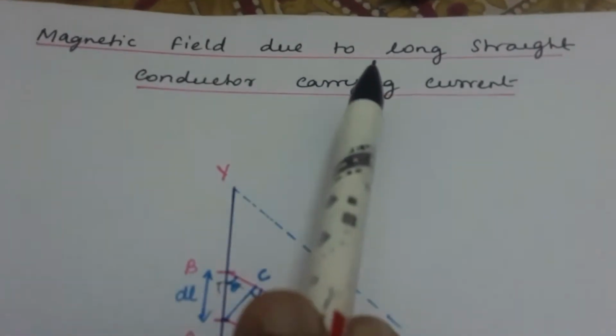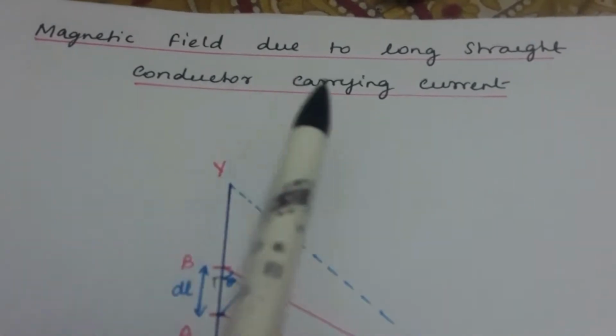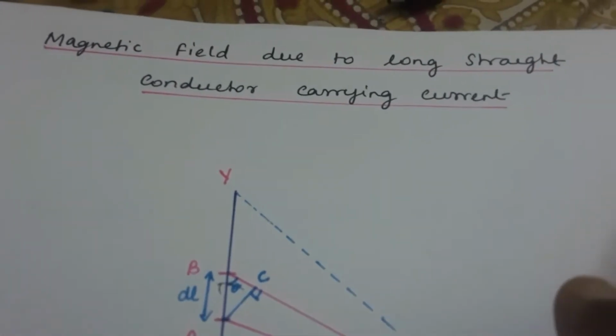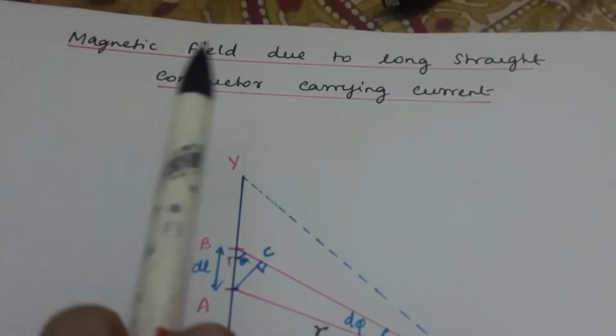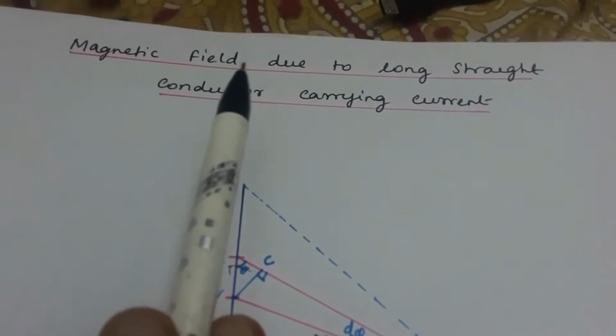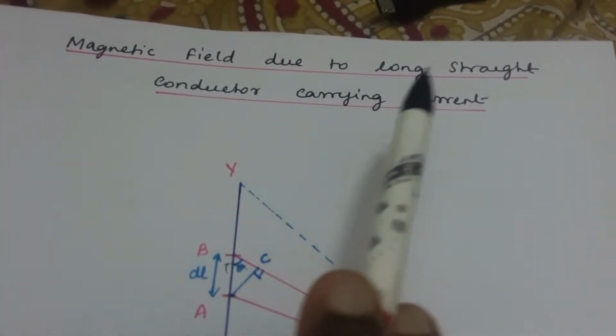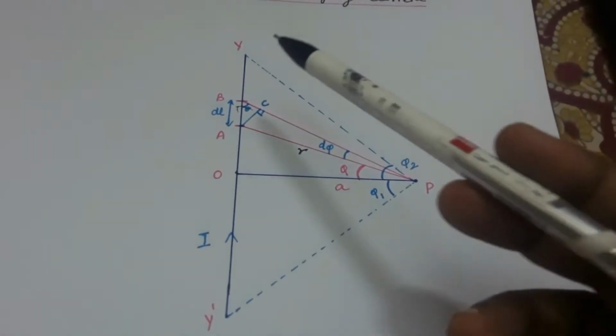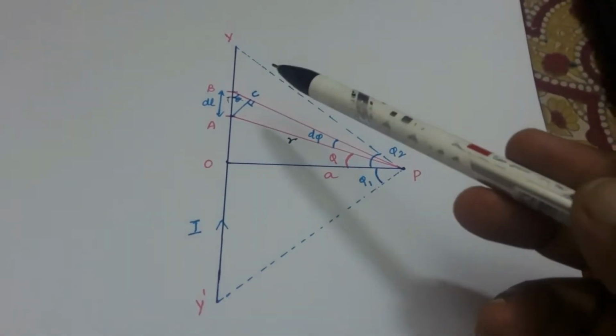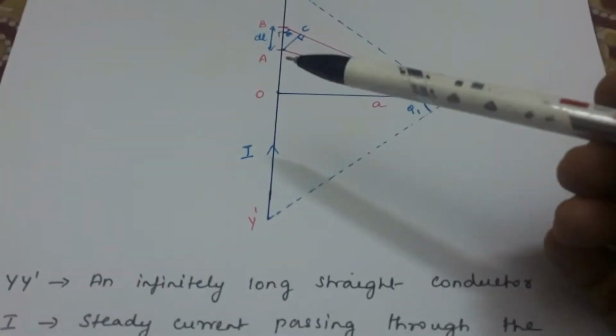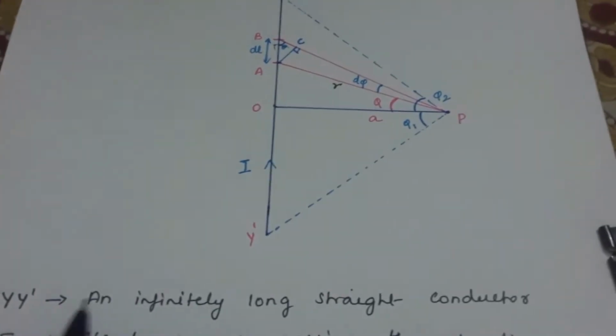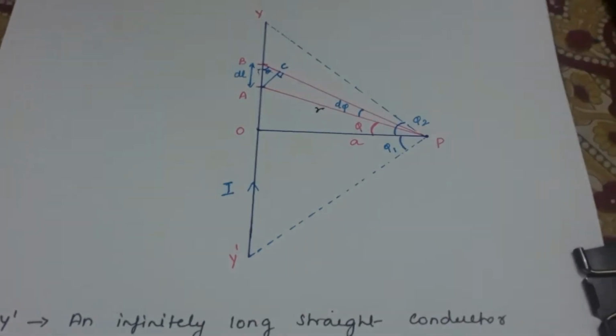Magnetic field due to long straight conductor carrying current. So we are going to find out an expression for the magnetic field due to a long straight conductor carrying current. Here Y dash is the long straight conductor. It is an infinitely long straight conductor.